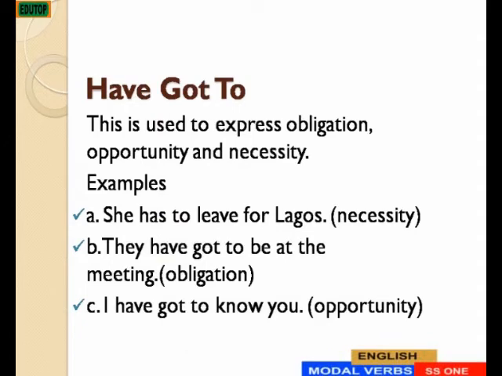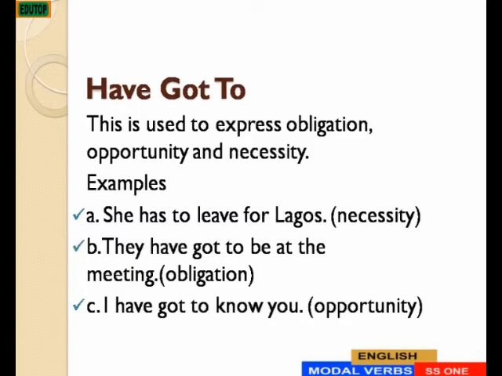Have got to. Have got to is used to express obligation, opportunity, and necessity. Examples: she has to leave for Lagos. And you know we are using has here because she is a subject and she is a singular pronoun. She has to leave for Lagos. This is expressing necessity. They have got to be at the meeting. It is expressing obligation.